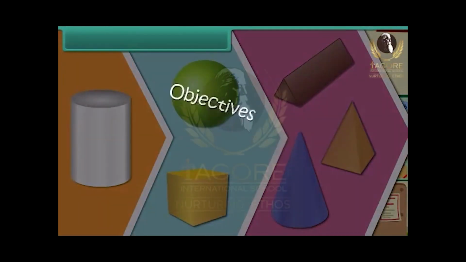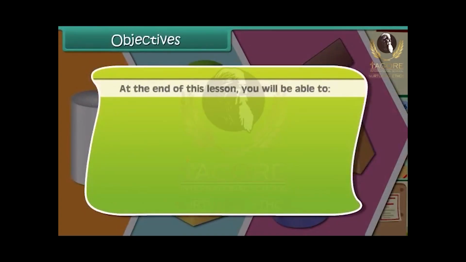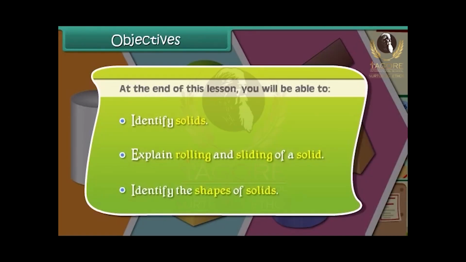Objectives. At the end of this lesson, you will be able to identify solids, explain rolling and sliding of a solid, identify the shapes of solids.